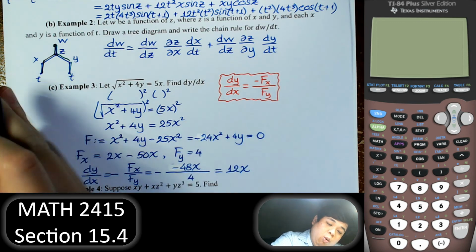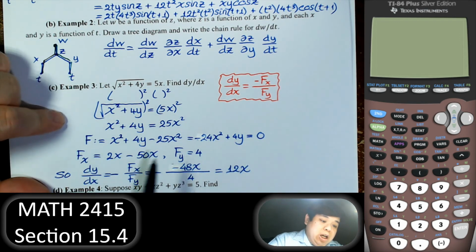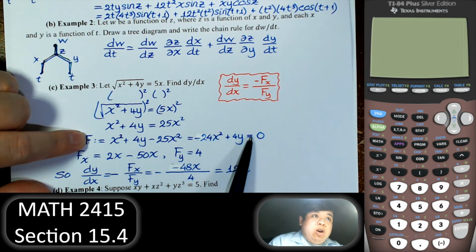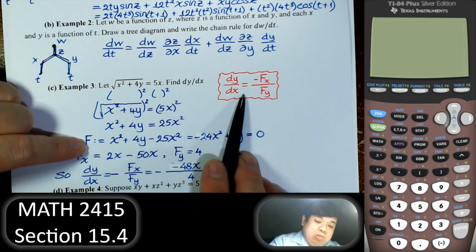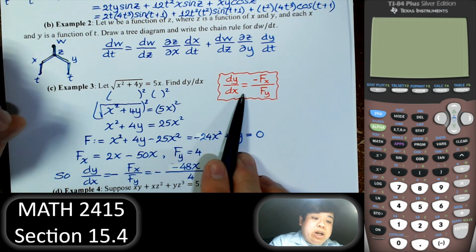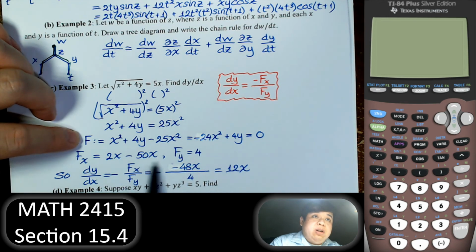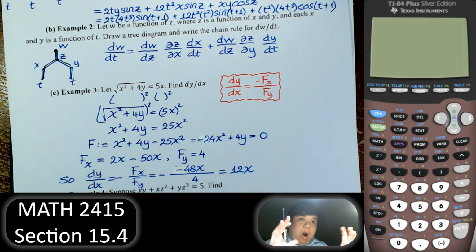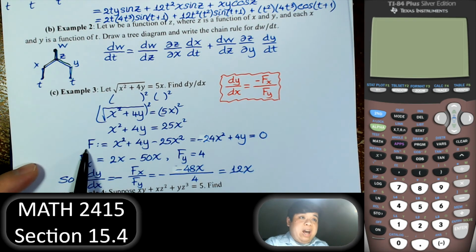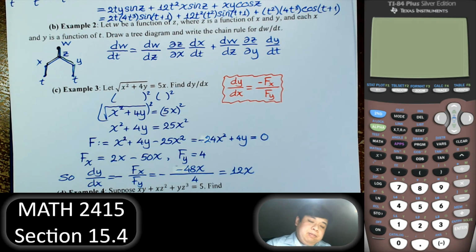If we move everything on one side, that will be equal to 0. So we need the function equal to 0 to do this. In order to do implicit differentiation, we need to have the equation equal to 0, and we make the left hand side of that equal to f. And that's exactly what we do here.